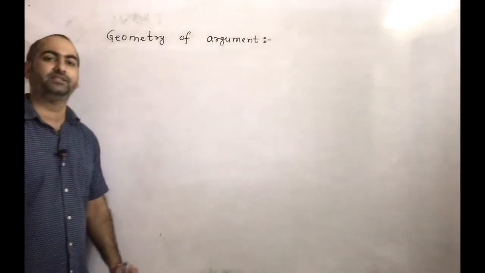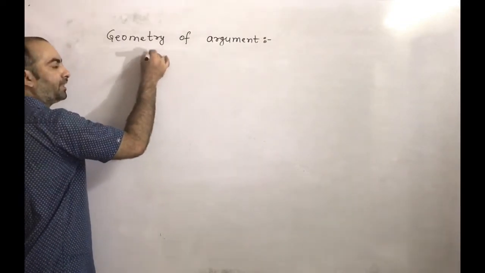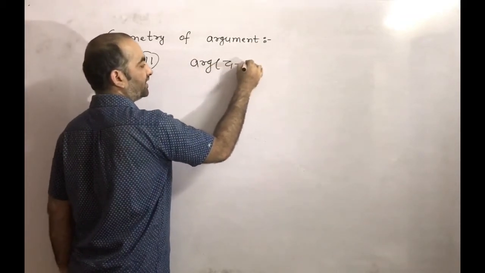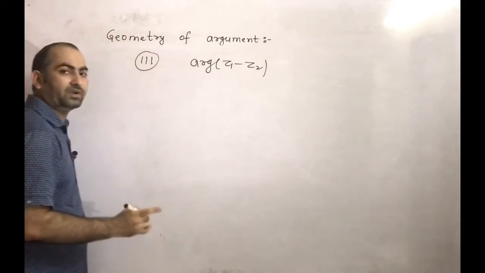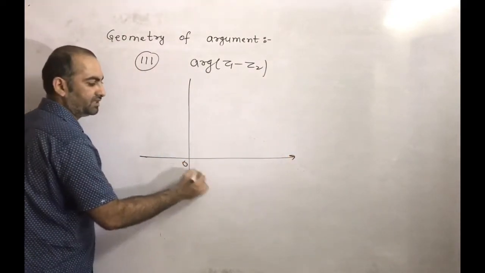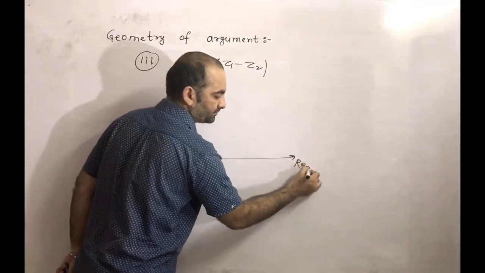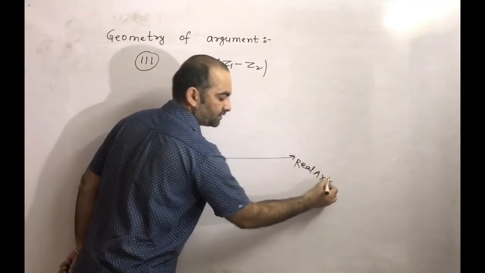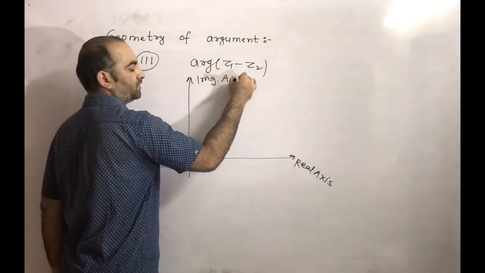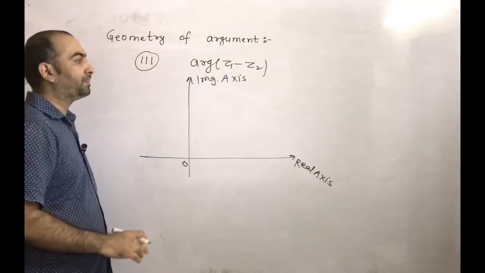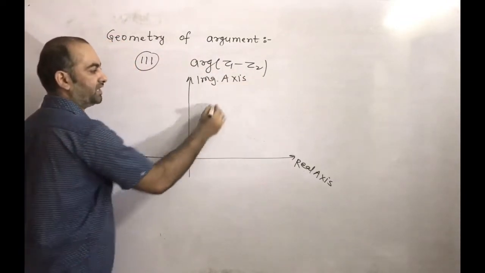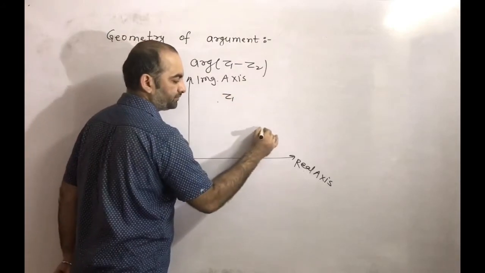Next we are discussing the third point. The third point is, if you want to represent the argument of z1 minus z2 in the complex plane, then what will come? So we are taking a complex plane. This one is the origin, this one is the real axis, this one is the imaginary axis. First we will draw z1 and z2. There are two complex numbers, one is z1, the other is z2.